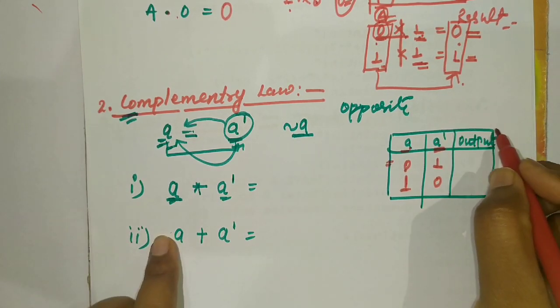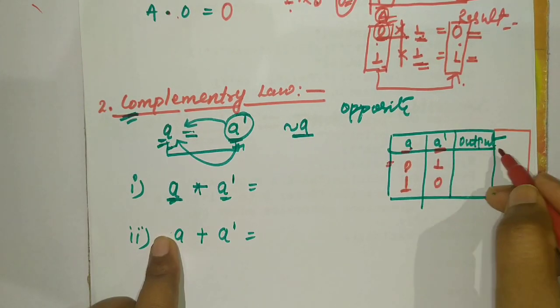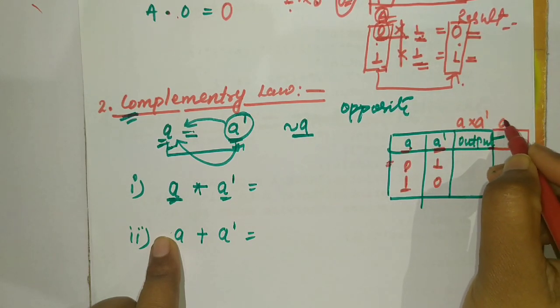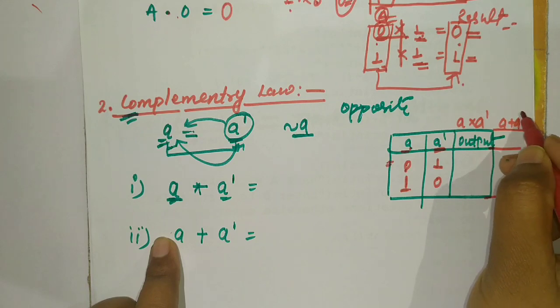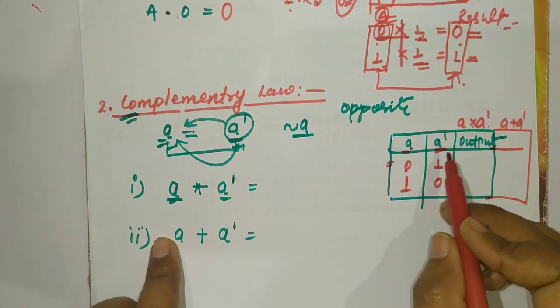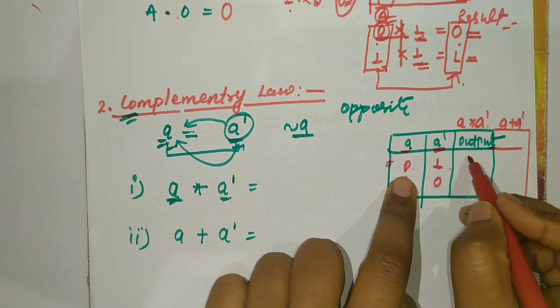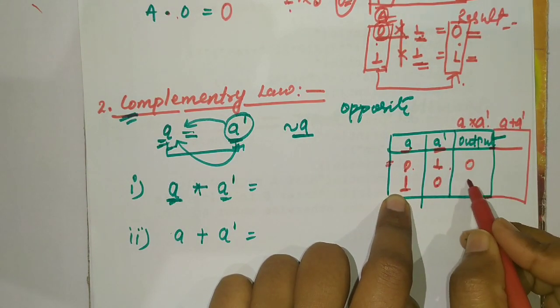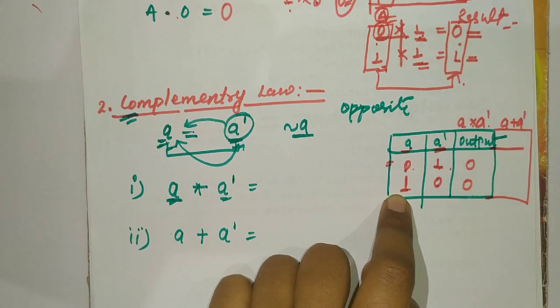So let's find the output. This is output 1, A into A dash. This is output 2, A plus A dash. For A into A dash, 0 into 1 gives output 0, and 1 into 0 gives output 0.